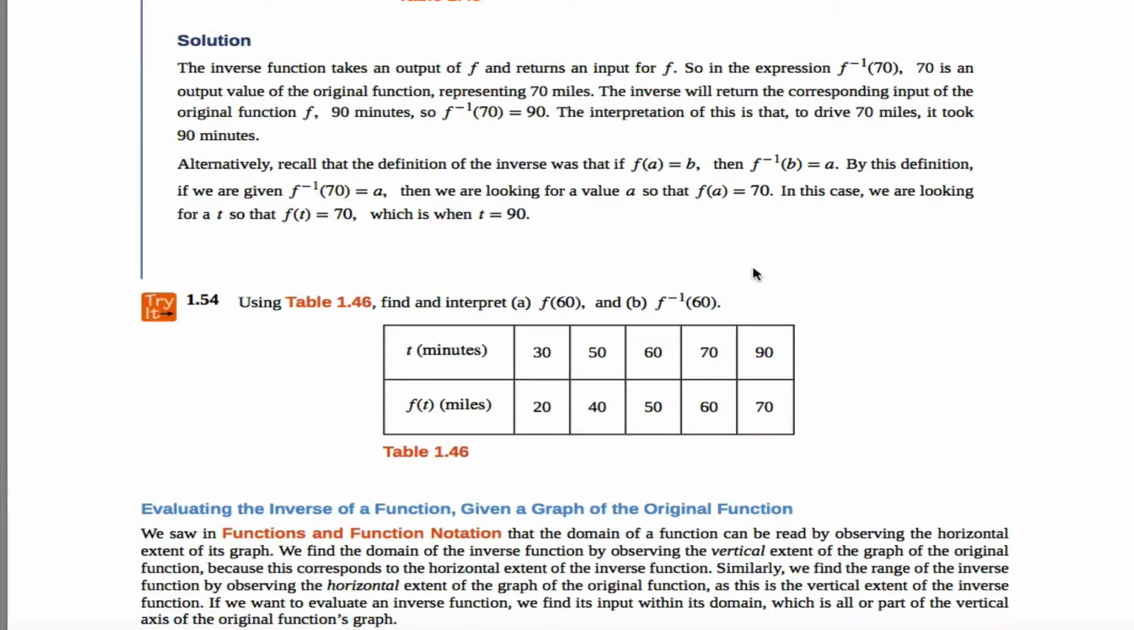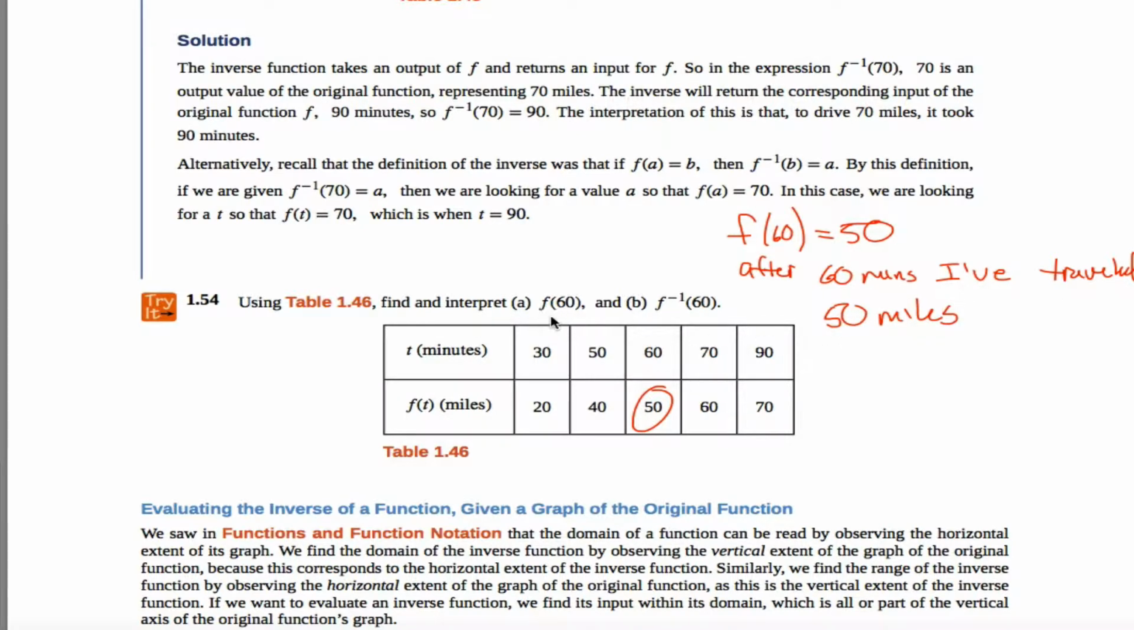So f of 60. f of 60 is asking me what comes out of this function when I put 60 into it. Well, here's the inputs up here. If I put 60 into it, it looks like 50 would come out. So f of 60 equals 50, which tells me that after 60 minutes, the car, someone's traveled 50 miles. And that's it. That's all f of 60 represents. f is a function, 60 is the input, and as you can see from the table, 50 would be the output.